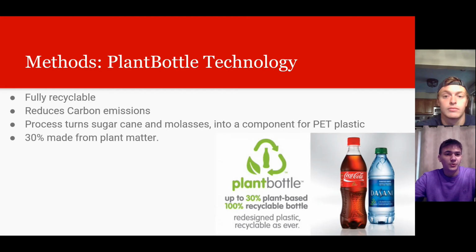So to elaborate on plastic bottles, plant bottle technology is fully recyclable and it reduces carbon emissions. This process uses cane sugar and molasses to make a major component in PET plastics. So this saves petroleum, which is harmful to the environment and is not renewable as quickly as, let's say, cane sugar. And so these plant bottles are made from 30% plant matter. And they're what are used today in Coca-Cola bottles all around the world.